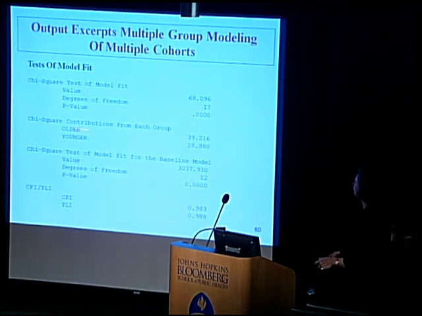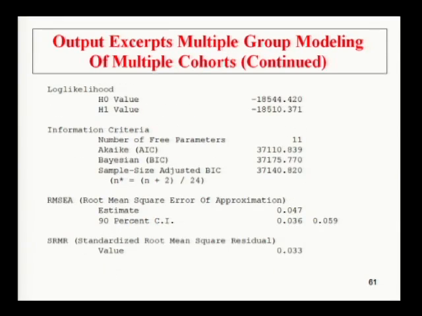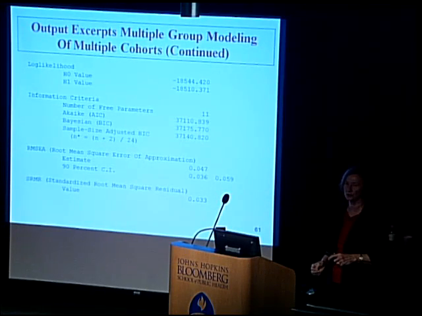Well, when we have multiple group analysis, you get a chi-square contribution for each group. We got a chi-square, a p-value of 0. And down at the bottom, we have fairly decent looking CFI and TLIs. And this is maximum likelihood, but it's a maximum likelihood in a situation where you can get chi-square. So you also get a log likelihood, and you get your various BIC and AIC. Your RMSEA also looks fine, as does SRMR.